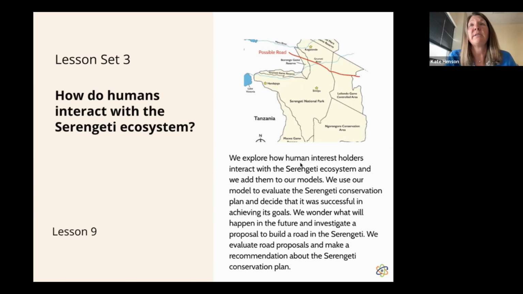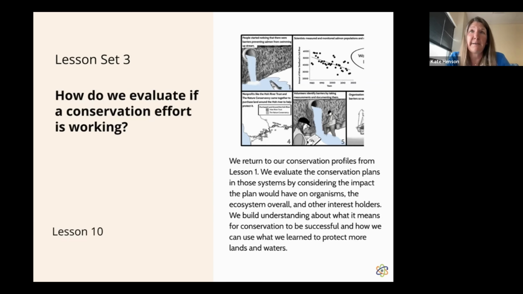And they go back to the conservation profiles that they investigated in lesson 1, and they take everything that they learned along the way, and all along the way they were tracking what they learned in their progress trackers and thinking about how they were going to apply it to their conservation profile. And so now finally they're faced with a conservation dilemma in their profile, and they're applying everything that they learned to figuring out what makes sense and what makes conservation successful in that particular profile.